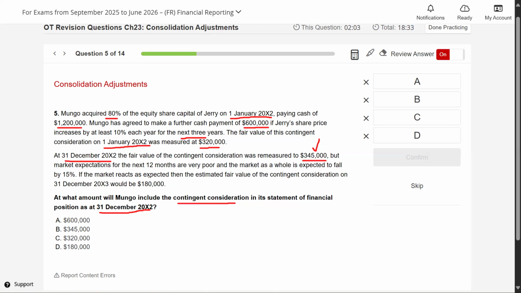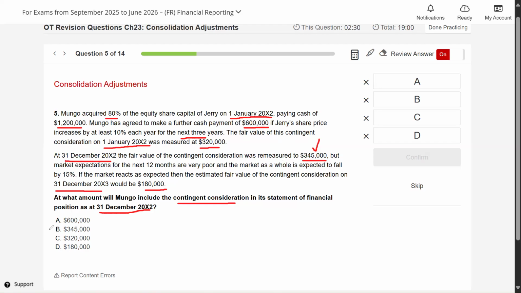The market reacts as expected. Then the estimated fair value of the contingent consideration on the next year, 31st of December 2023, would be 180,000. Okay, but that is not at the year end date. That is at 31st of December 2023. So we're not concerned with that. We're only concerned with the date in question. So we will go with 345,000.